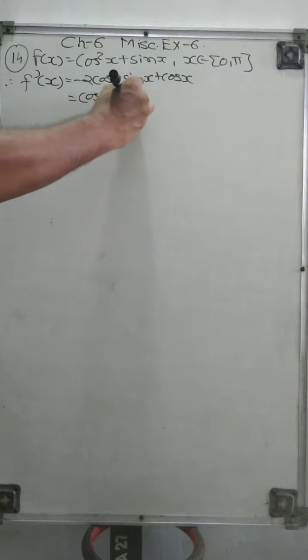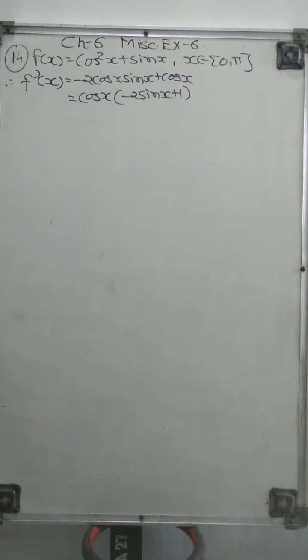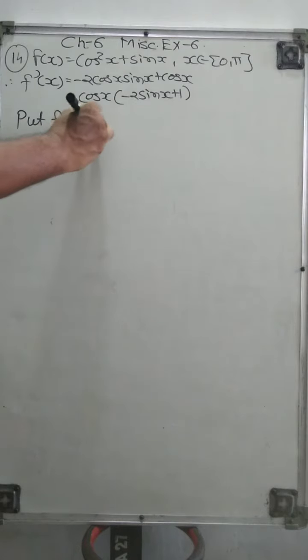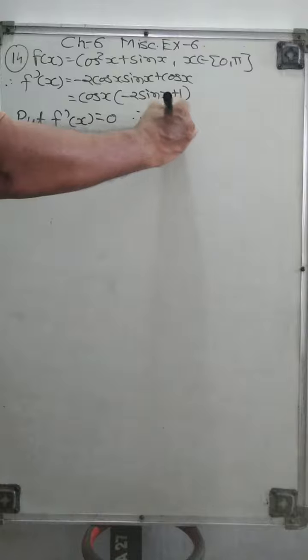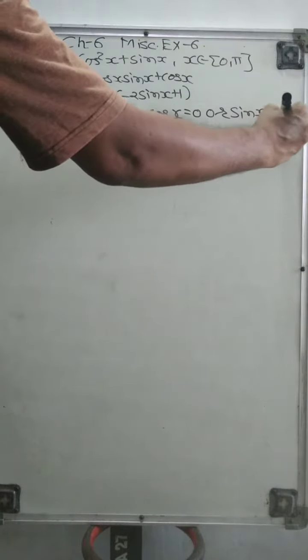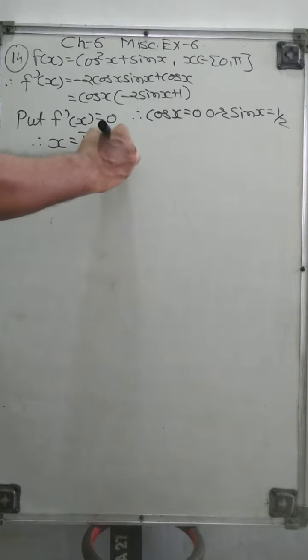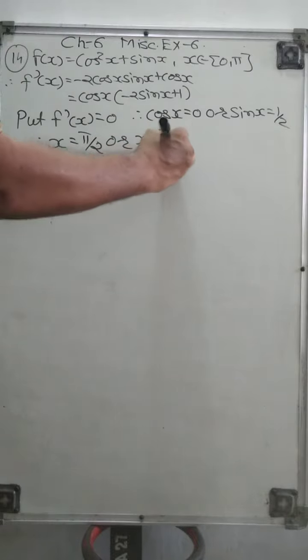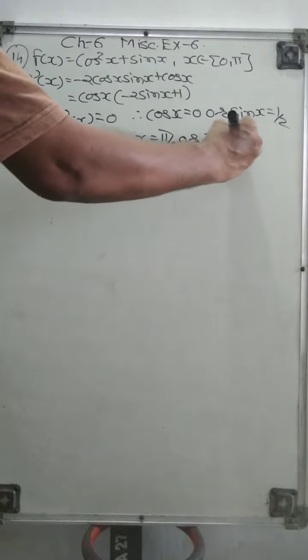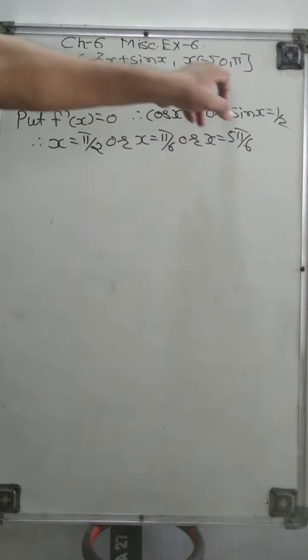Cos x is common, minus 2 sin x plus 1, right? Now we just find f dash x equal to 0. Put f dash x equal to 0, which implies cos x is 0 or sin x is 1 by 2. Therefore x is either pi by 2, or x is pi by 6, or x is 5 pi by 6. So there are 3 points, and 0 and pi are also there.